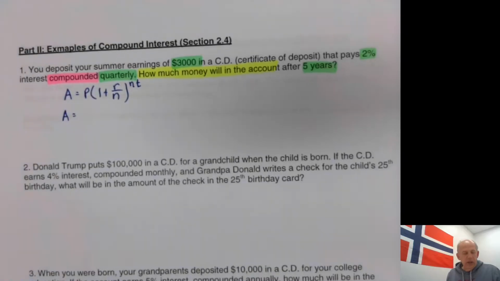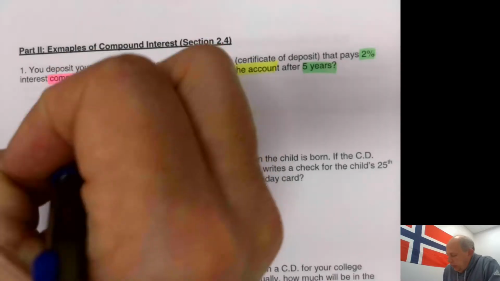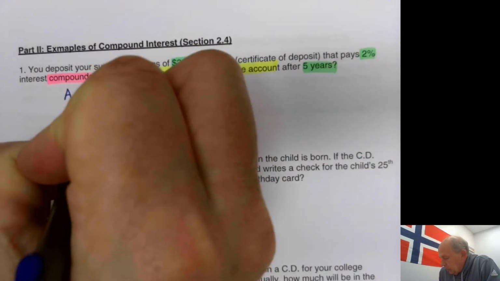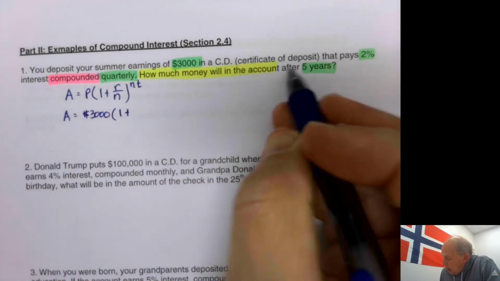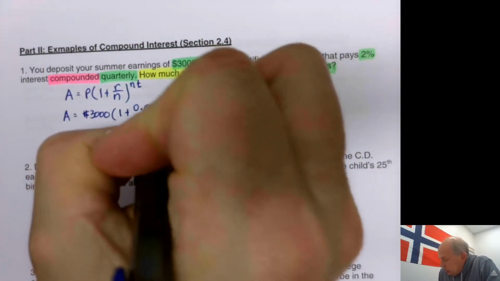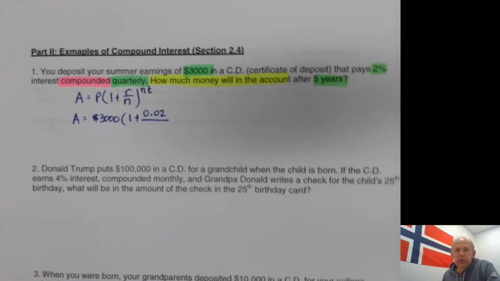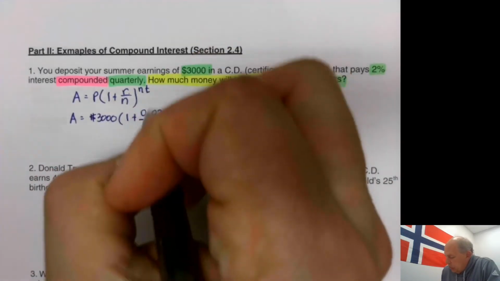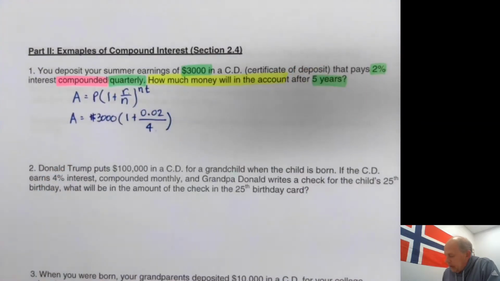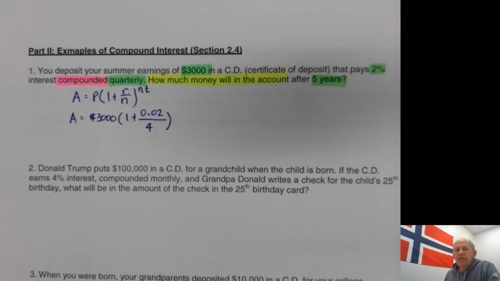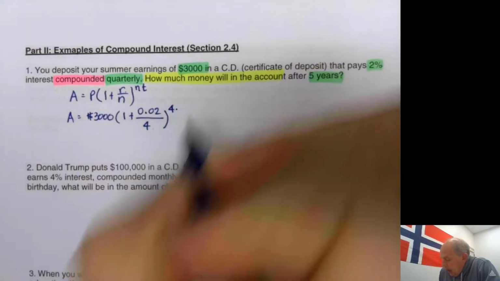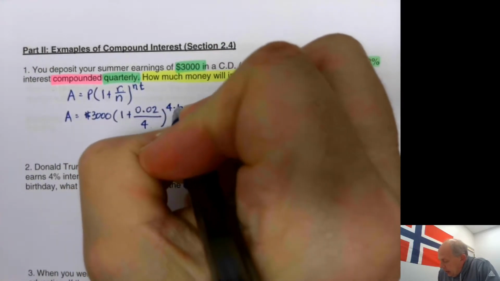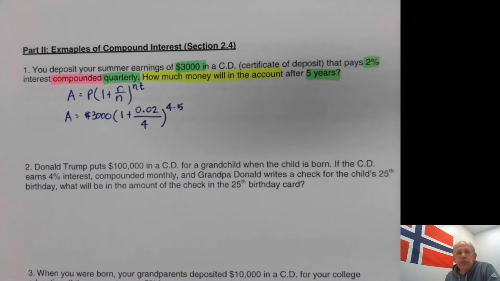So here I go plugging in the numbers into my formula. I'm starting out with $3,000 for my principal. My interest rate is 2%, 0.02. This N, the number of compounds per year, is going to be 4 because this is quarterly. My N value is 4. I'm going to let the money sit in the bank for 5 years. So there are all of my values in my formula.